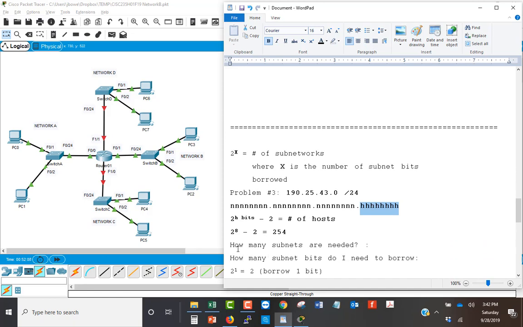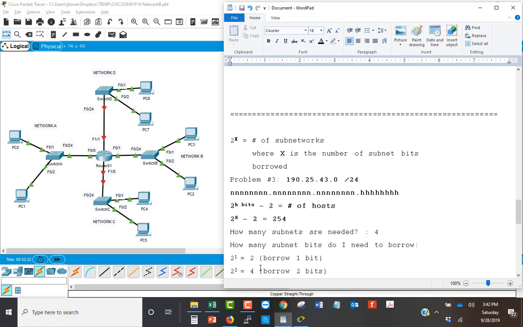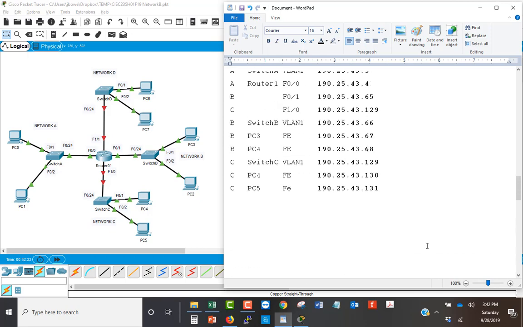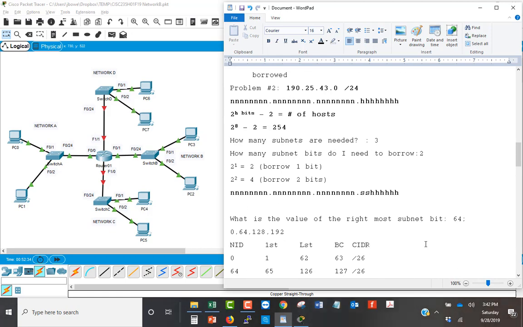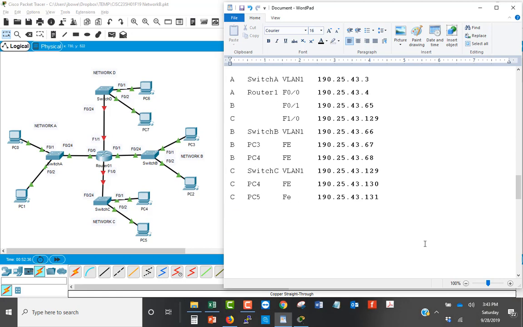And the question becomes, how many subnetworks are needed? Well, the answer is 4 here. And how many subnet bits do I need to borrow? If I borrow 1, that gives me 2 subnetworks. If I borrow 2, it gives me 4, which is what I need. So I'm going to be borrowing 2 subnet bits. I'll just check something here real quick. Yeah, I did that right.